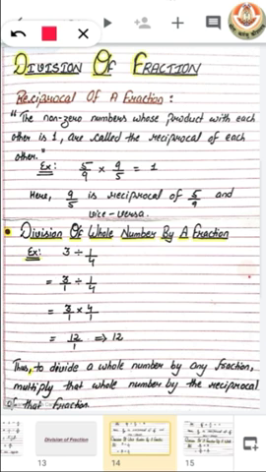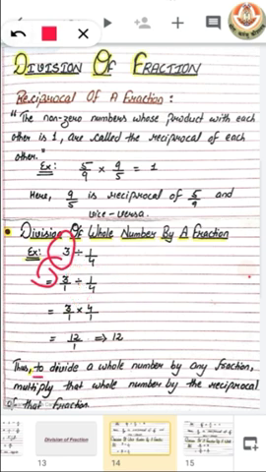First, we will discuss the division of whole number by a fraction. For this, let's take an example to understand. Let's say 3 is divided by 1 by 4. For this, we have to convert this whole number into fraction by putting 1 in its denominator. Then we have two fractions to divide. Now, we have to change this division sign with multiplication sign, and in the same step we will convert this 1 by 4 into its reciprocal.